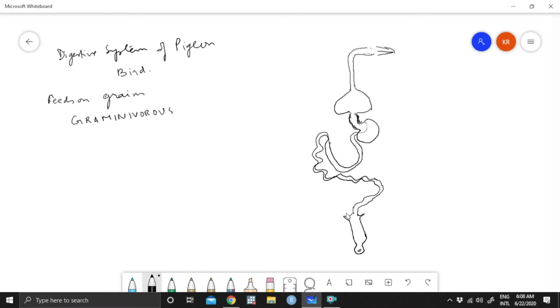So this was the mouth and beak, short pharynx, esophagus, and the last part of the esophagus is dilated into crop. We came across this word crop even in cockroach. This is the first part of stomach which we call as proventriculus. This is the second part of the stomach which we call as ventriculus.